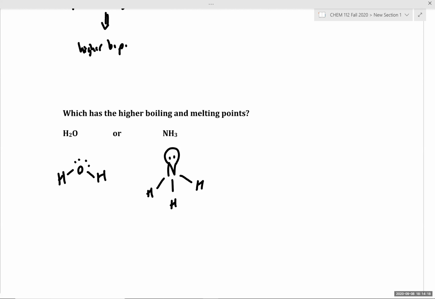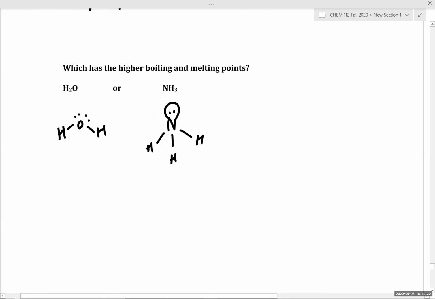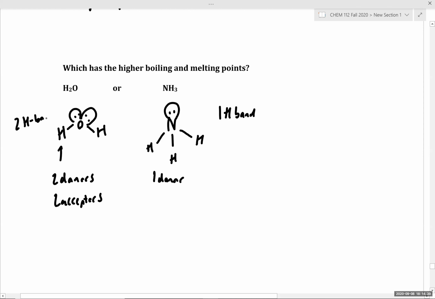So I see a lot of responses aiming towards water, and that is correct, but let's talk about why that is. So water, we have 2 donors and we have 2 acceptors. While in ammonia, we just have 1 donor. So ammonia can form 1 hydrogen bond, while water can form 2 hydrogen bonds. So in turn, water would have the higher boiling point.